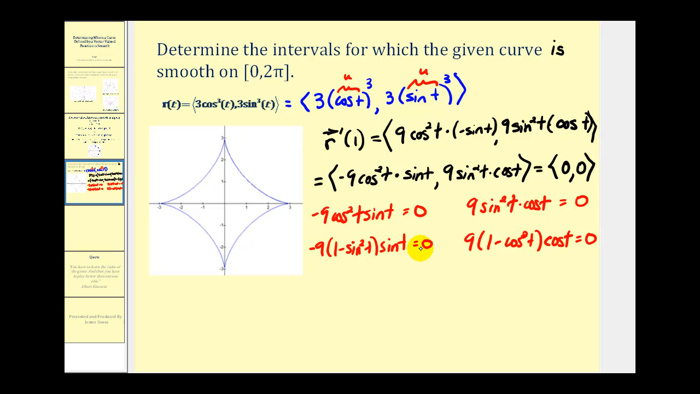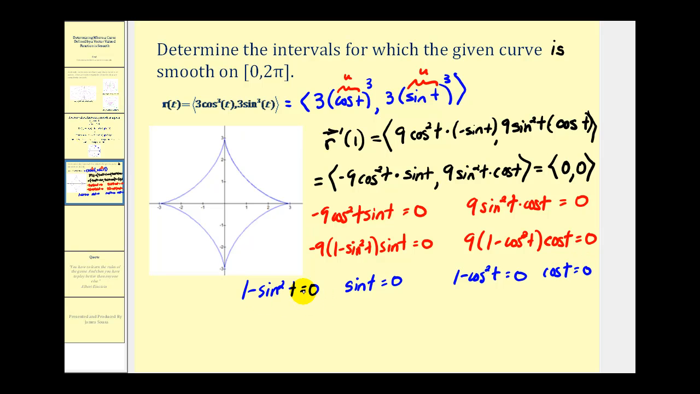So using this equation here, we want to know for what values of t would 1 minus sine squared t equal 0, and when would sine t equal 0. And over here we want to know when 1 minus cosine squared t is equal to 0 and when cosine t is equal to 0.